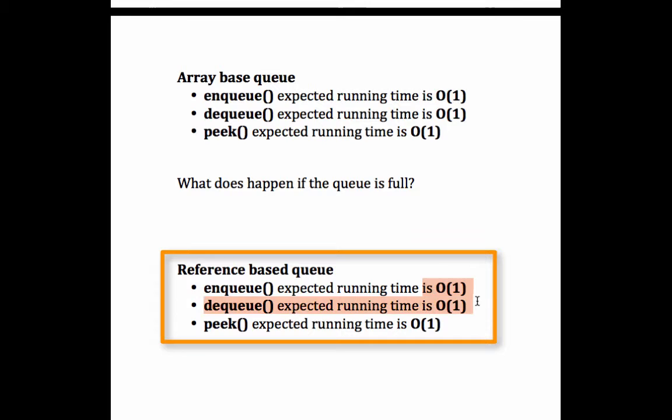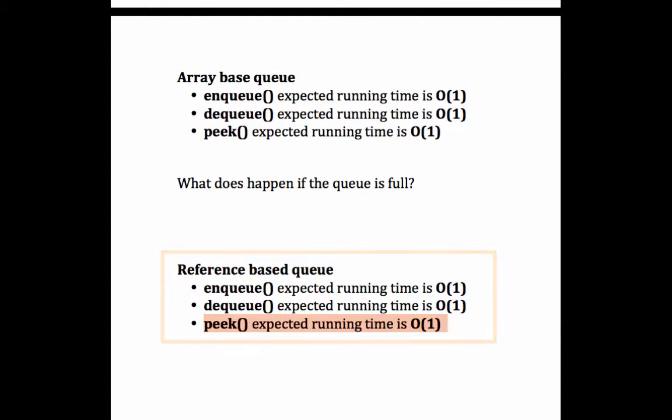So those are completely O(1). And obviously displaying the value at the top, at the front of the queue or at the beginning of our linked list is also O(1). So very good news that all three operations, enqueue, dequeue, and peek in the reference-based queue, are all constant time and independent of the size of the data.